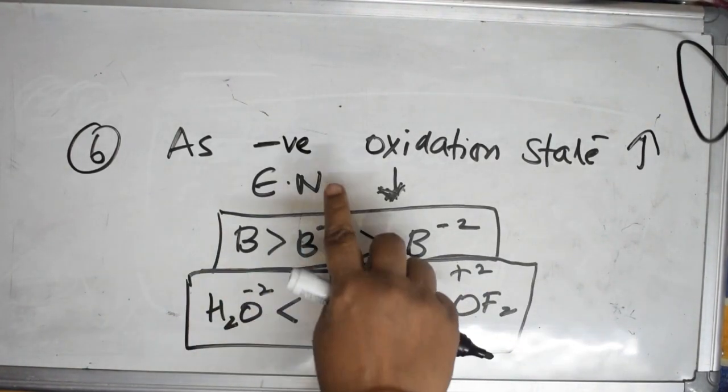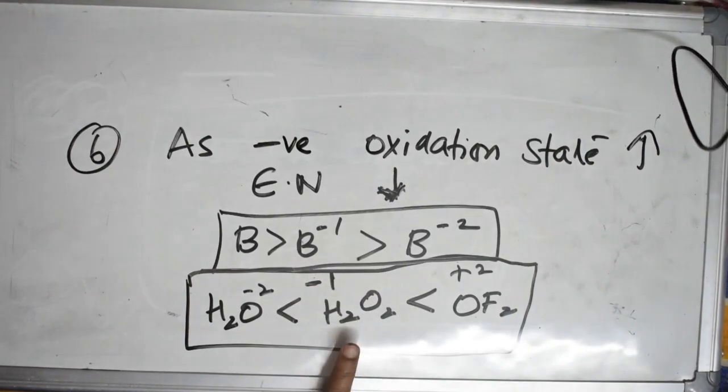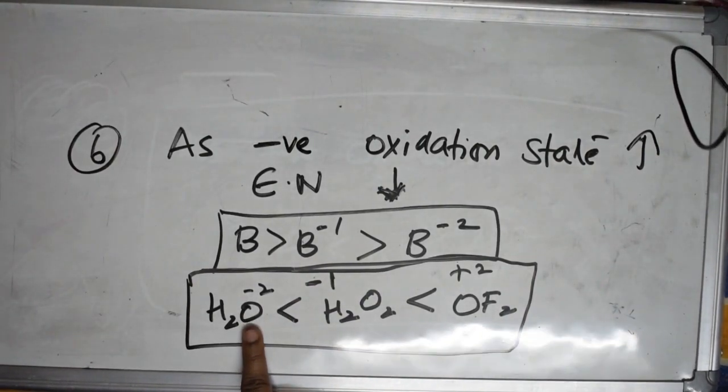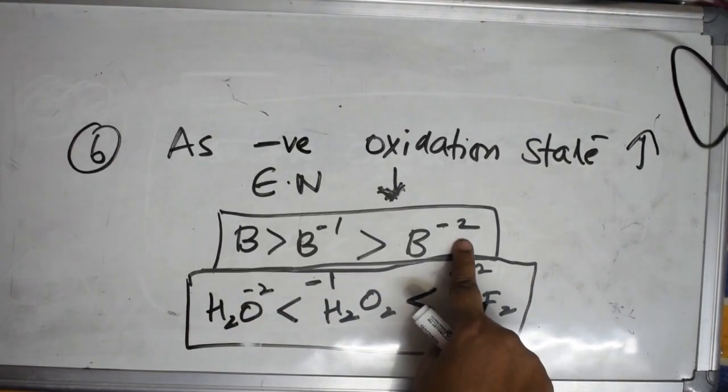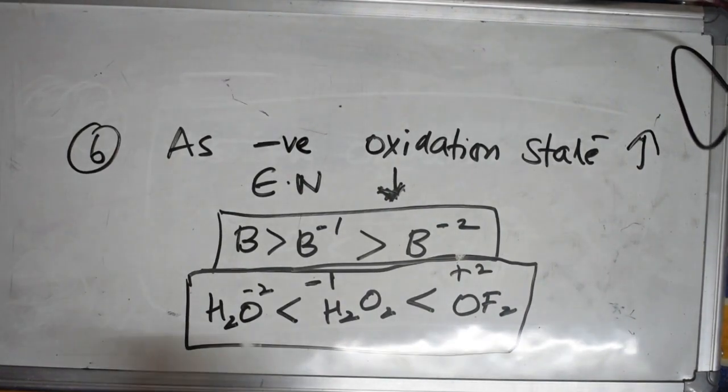So please understand this concept. As the negative oxidation state increases, electronegativity decreases. So wherever there is more negative oxidation state, there the electronegativity will be less. Yes students. So this will have less electronegativity, this also will have less electronegativity. So please understand this. Hope it is clear to you all what I explained.